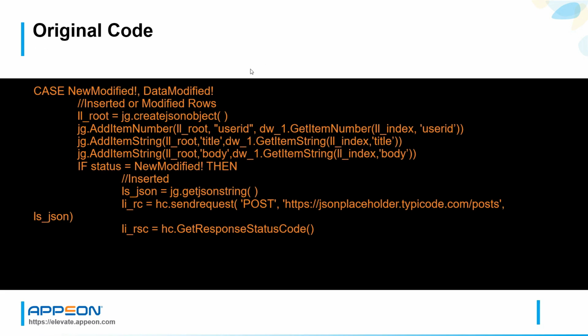This is an example from the update. Now this is the original code. Now this does assume that the data window structure and the structure of the data you need to send to the web service that you're calling do match. So what I did here is once again I'm using the JSON generator. I grab each value from the data window that I want to send, and then generate a JSON string with all those columns, and then send the request.